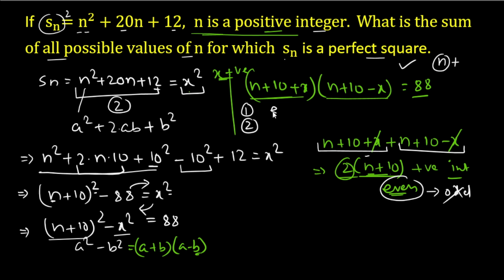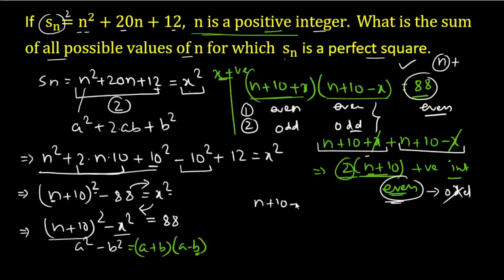Either this value should be even and even, or this one should be odd and odd, so that their addition is an even number. One of these cannot be even and the other odd, and 88 is an even number only. So now we have (n + 10 + x), multiplied by (n + 10 - x), equal to 88.